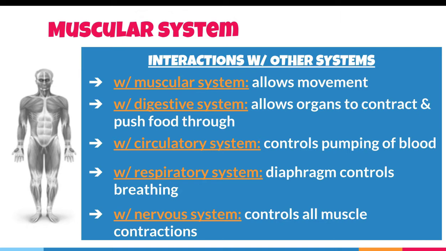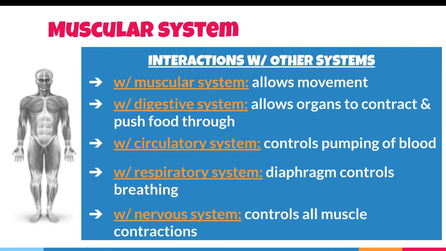It works with its own system to allow movement. What I mean by this is that if we're talking about the different kinds of muscle, we might have skeletal muscle working with the smooth muscle. We'll get to that when we get to this system. It works with the digestive system to allow organs to contract and push food through the system. It works with circulatory to control pumping of the blood. This is smooth muscle.